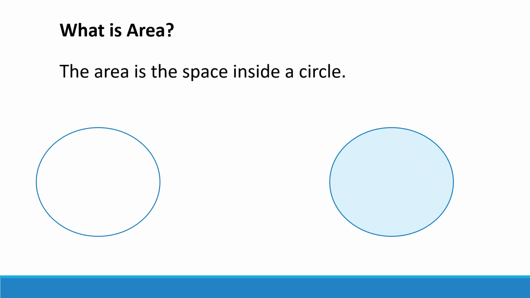The area is the space inside a circle. In this picture, the circle on the left only shows the outline. The shaded circle on the right shows the area because it fills the space inside the circle. Now, let's learn how to calculate the area of a circle.